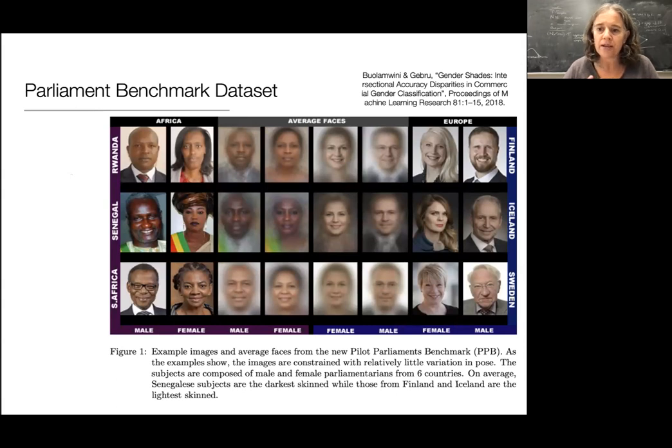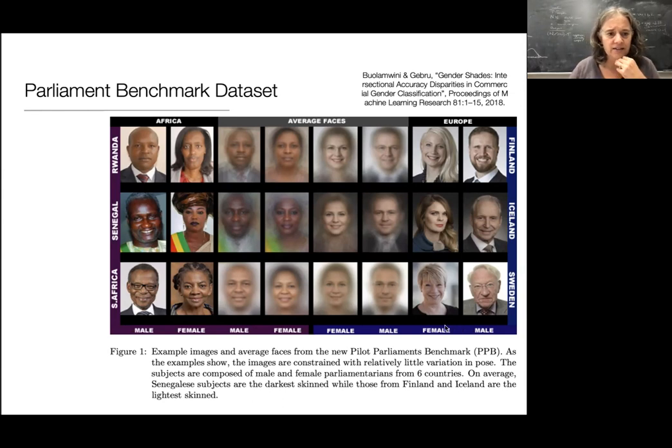1,200 individuals from 3 African countries and 3 European countries. The individuals were all members of parliament, and the countries were chosen both to have as much of a polarity in skin tone as possible, as well as countries where there was good gender representation across the parliaments. So there were as many women in parliament as men. So they had a database with a broad spectrum with respect to both race and gender.